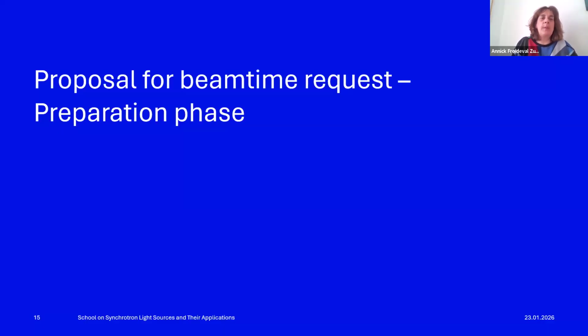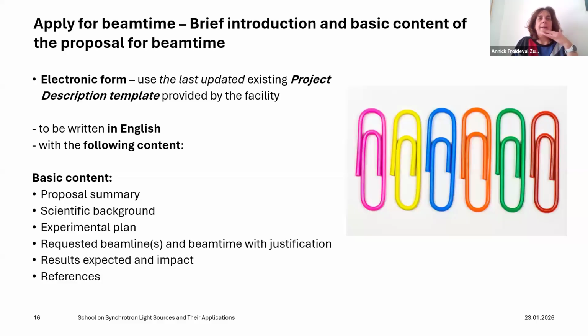So now, proposal for Beamtime request, preparation phase. When you apply for Beamtime, you need to fill an electronic form that is provided by each given facility. This electronic form is what we call the proposal for Beamtime request. This is a template that exists with dedicated information that needs to be filled.